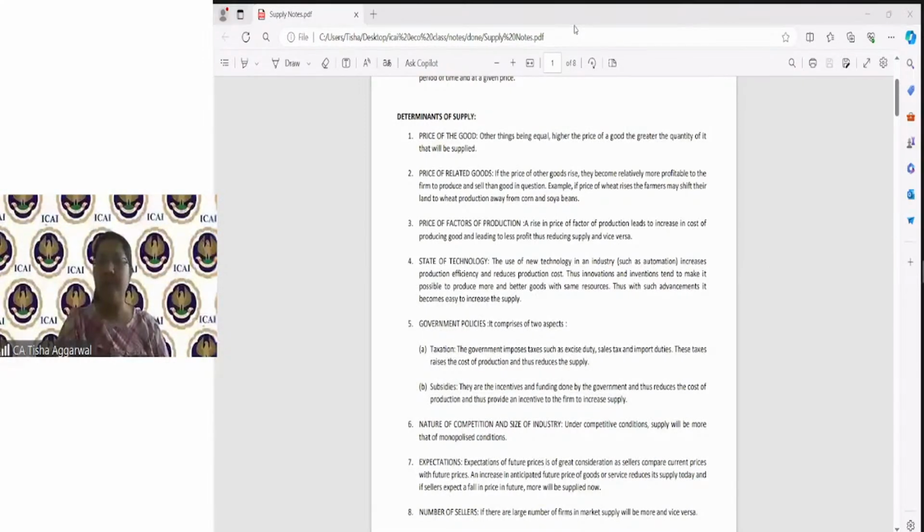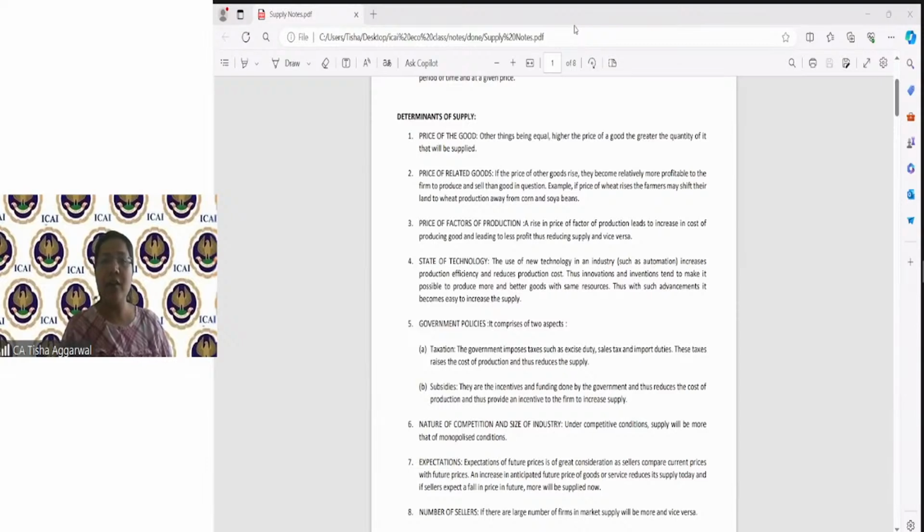Very good. High price. Very good, Aryan. Very good, Yukta. So I am always ready to sell more commodities at the higher price. So the price increases, quantity supplied increases. The price reduces, quantity supplied reduces. First point.